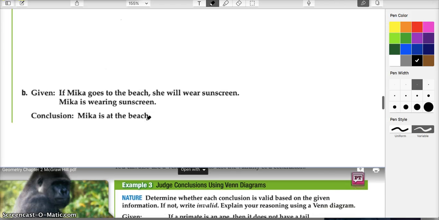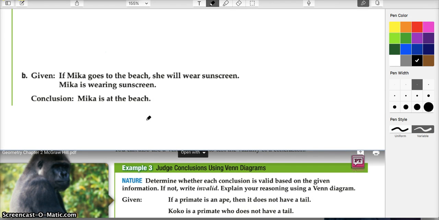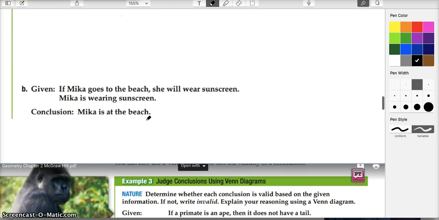Let's try this next one. Here, if Mika goes to the beach, she will wear sunscreen. All right, so here we have P implies Q. Remember, the law of detachment says if P implies Q and you've got that P is true, then Q is automatically going to be true. If P implies Q is true, we're going to assume that that given information is true. If we then come up with a situation where P is true, then we can assume that Q is true. Let's see if we have that here.